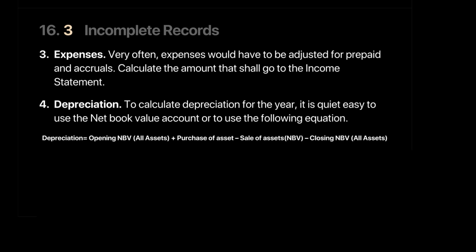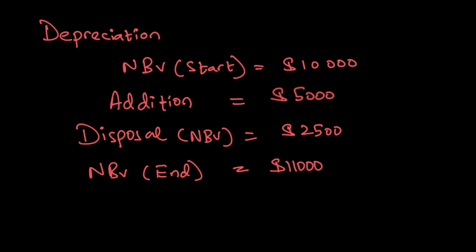Now how do we use this equation? Let's take a look at an example. Say when the year started, a business had net book value worth $10,000. During the year, the business acquired 5,000 worth more of non-current assets. They also sold off a non-current asset with net book value of 2,500. This is a very basic example; I've already given you the disposal net book value, which at times is not available. At the end of the year, the business says the non-current assets have a net book value of 11,000. Our job is to calculate the depreciation.